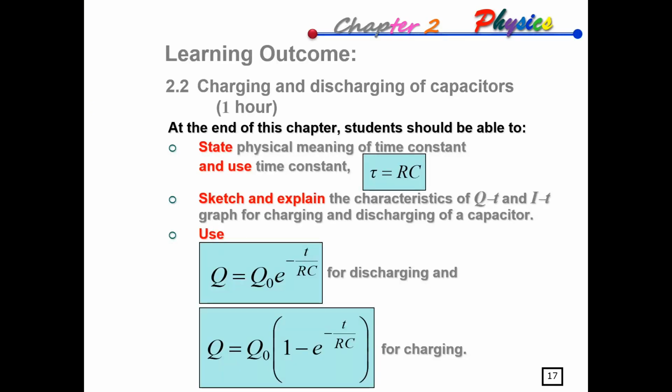Now we move to the next subtopic. The second subtopic is about charging and discharging of capacitors. At the end of the chapter, students should be able to, one, state the physical meaning of time constant and use time constant, tau. Second, sketch and explain the characteristics of the QT and IT graphs for charging and discharging of a capacitor. And the third one, use the equation of charge Q for the discharging and charging process.